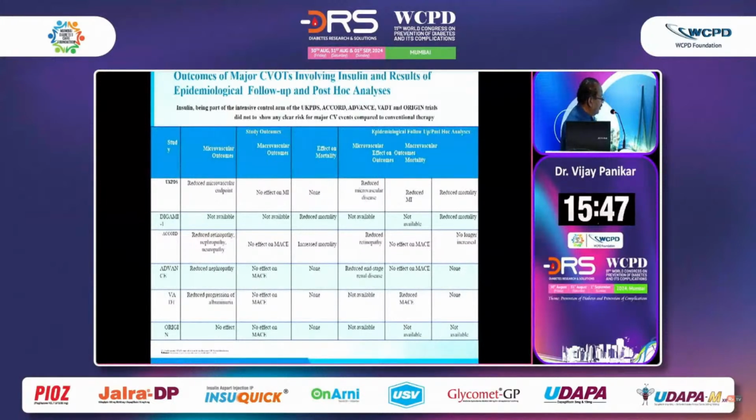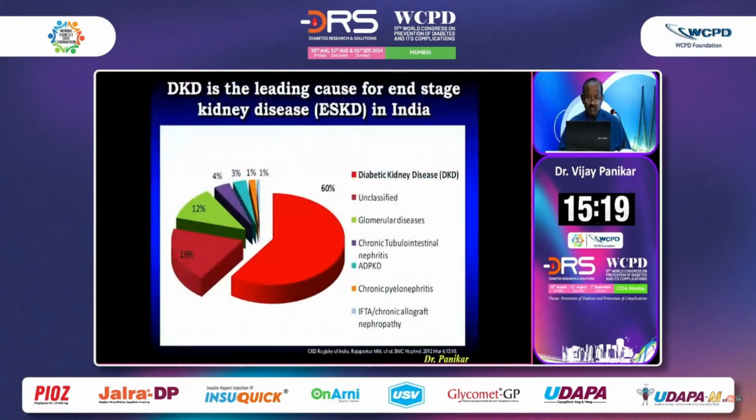ACCORD: retinopathy, nephropathy, neuropathy reduced. But look at the macrovascular outcomes. No effect, no effect, no effect, no effect, no effect. It does nothing to reduce the cardiovascular mortality. What about the mortality? None. But here in the ACCORD, there was an increased mortality. So where are we as far as insulin is concerned and cardiovascular outcome? Useless. It is just an anti-hyperglycemic medication.